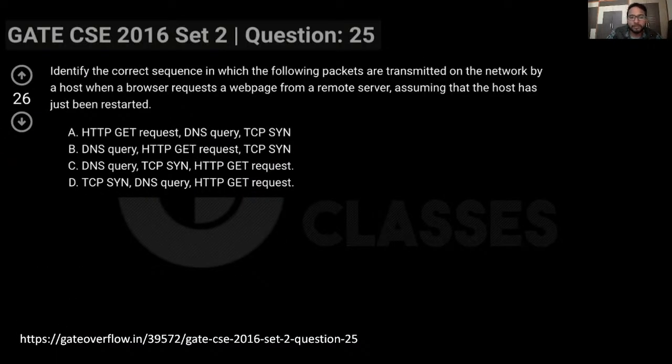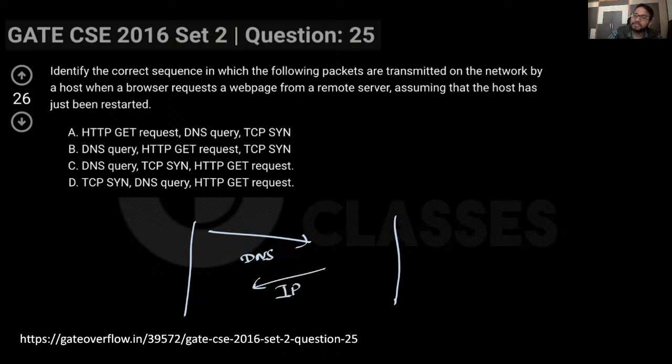Let's do this question. This question has been asked in GATE 2016. They are saying identify the correct sequence in which the following packets are transmitted on the network by the host when a browser requests a web page from a remote server. Whenever you are requesting a page, first you need to know the DNS, right? You have to put the DNS query to the DNS server.